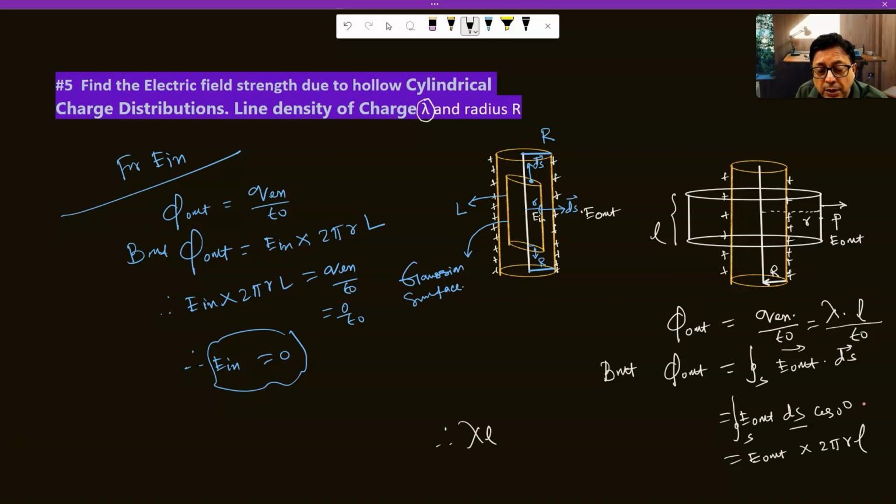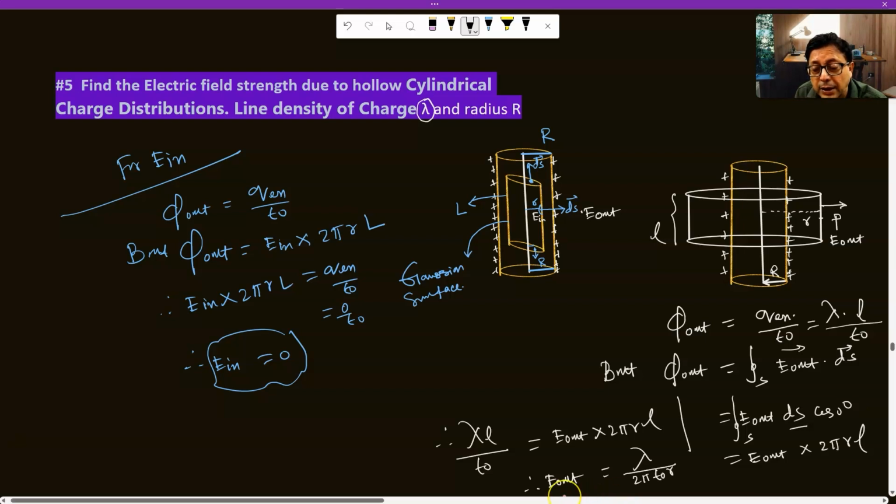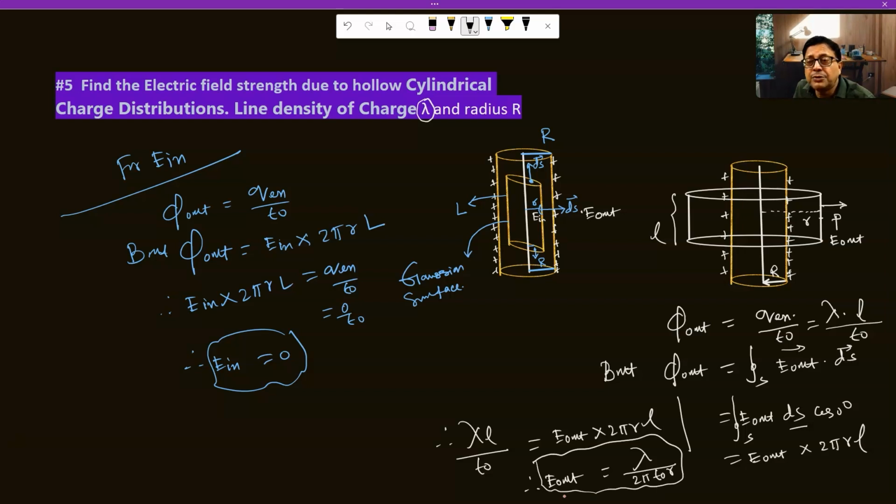Therefore, lambda L by epsilon 0 should be E out into 2 pi RL. Clear? So E out will be lambda by 2 pi epsilon 0 R. Clear? E out is lambda by 2 pi epsilon 0 R. E in is 0. So how to plot the graph here? Graph will be done accordingly.